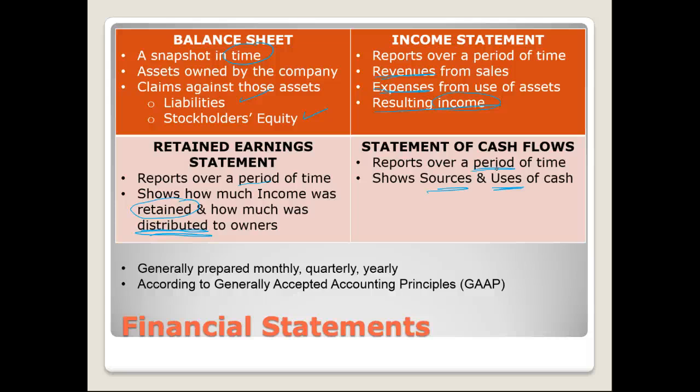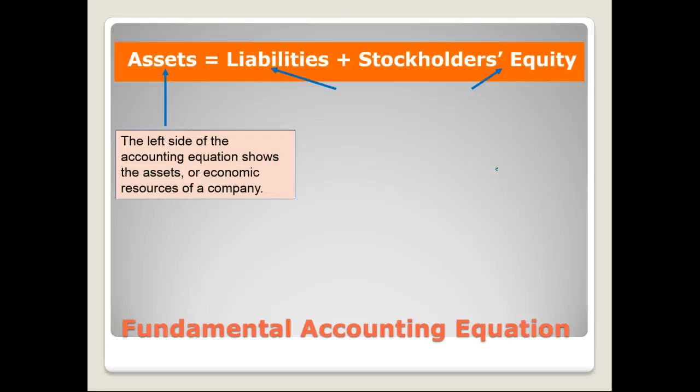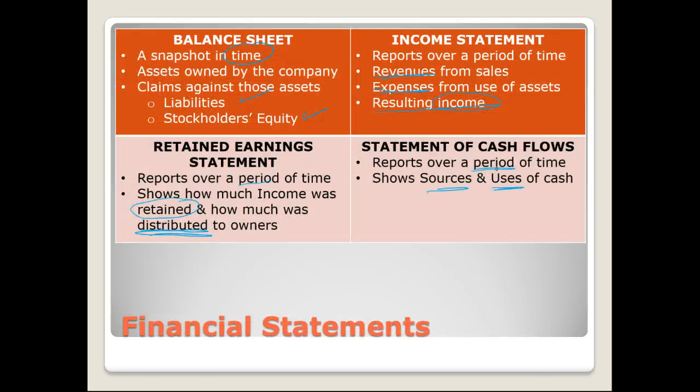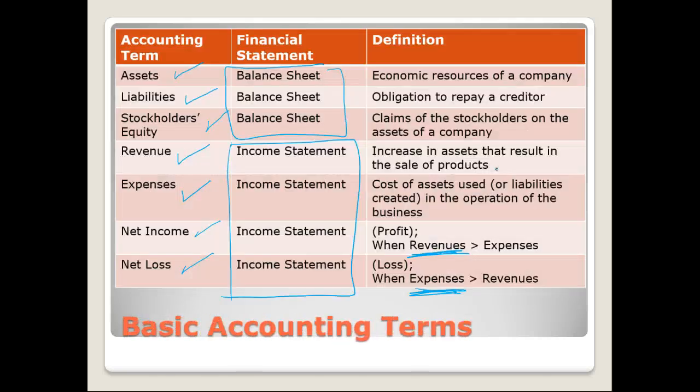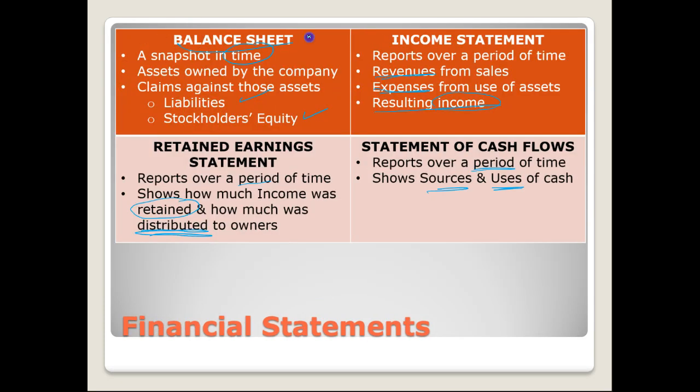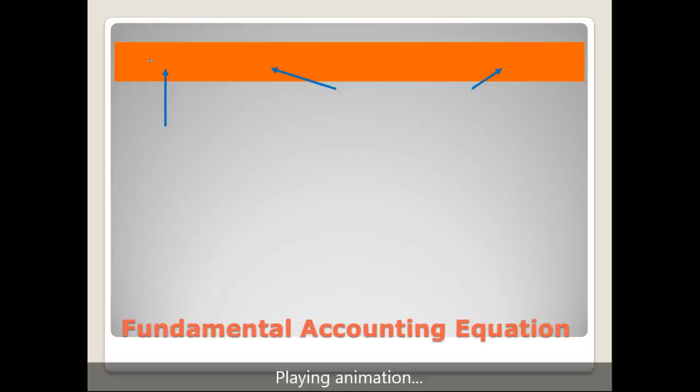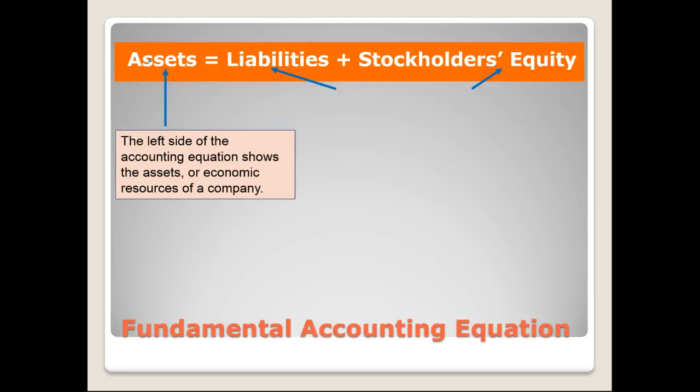Now, we need to cover one very, very fundamental equation. Assets equal liabilities plus stockholders' equity. Now I want to go back. If you recall, we said there were assets, liabilities, and stockholders' equity, and all of them are on the balance sheet. Well, it turns out the balance sheet is called the balance sheet because it must balance. And that balance occurs via this equation.